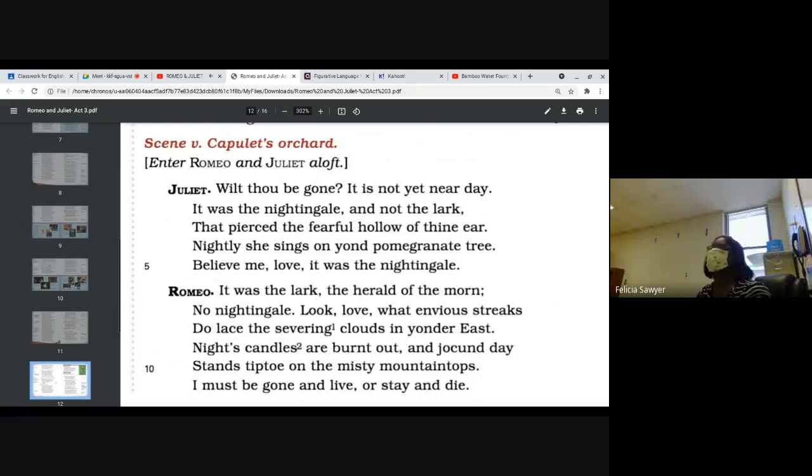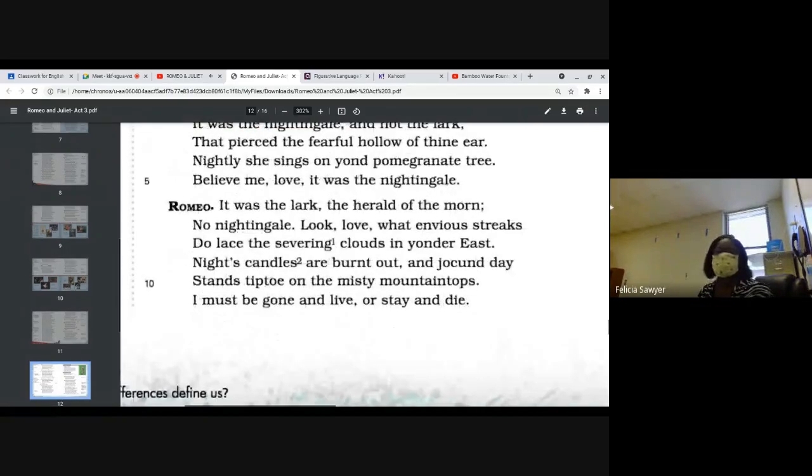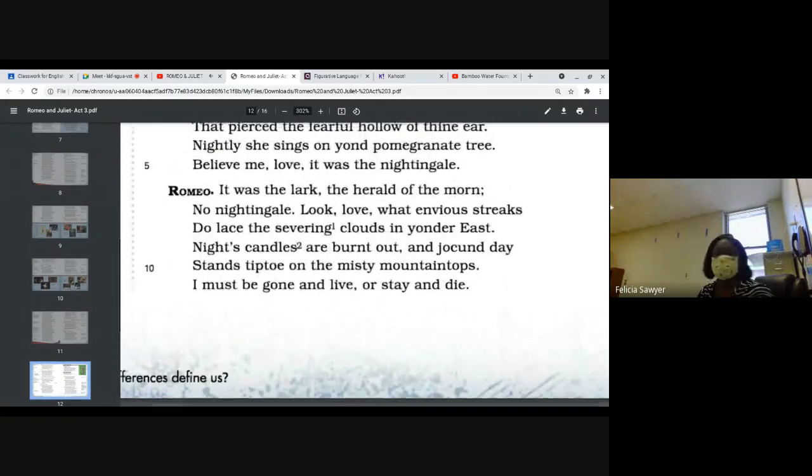Enter Romeo and Juliet. Wilt thou be gone? It is not yet near day. It was the nightingale and not the lark that pierced the fearful hollow of thine ear. Nightly she sings on yond pomegranate tree. Believe me, love, it was the nightingale. It was the lark, the herald of the morn, no nightingale. Look, love, what envious streaks do lace the severing clouds in yonder east. Night's candles are burnt out, and jocund day stands tiptoe on the misty mountain tops.